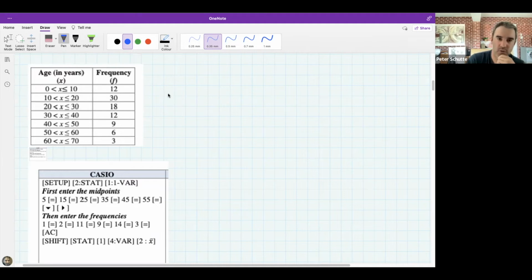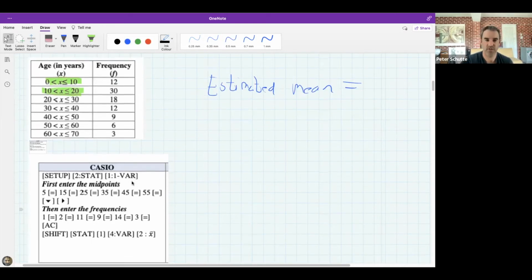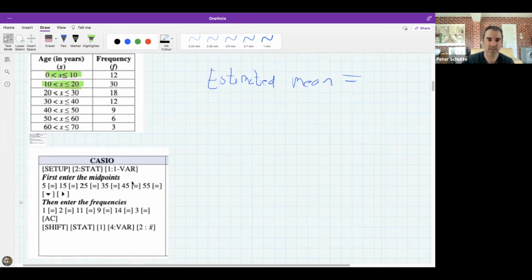And I want you to obviously use the midpoints for these intervals, type in these frequencies, and then give me the estimated mean. I'll leave these instructions on the board, and I want to see what you guys get for your estimated mean.